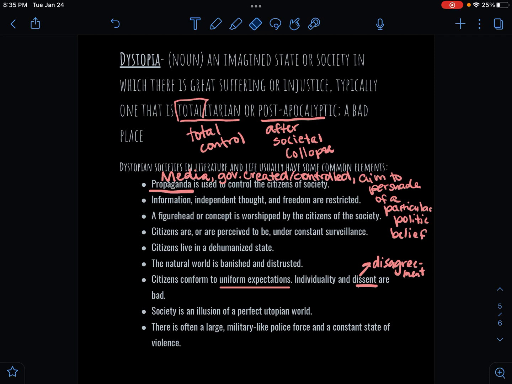So remember that a dystopia is an imagined state or society in which there is great suffering or injustice. Typically one that is totalitarian, meaning the government has total control or near total control or wants to have total control over the actions of the people, or it's post-apocalyptic, which is kind of like after a societal collapse. Usually those are two separate things. Occasionally it's both of those at the same time. In short, it is a bad place.